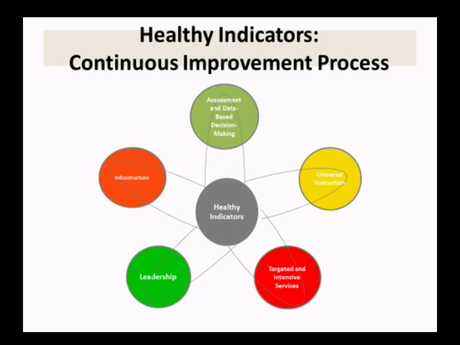The diagram on the screen is lovingly called the atomic flower. Its graphic displays what Iowa has defined as our healthy indicators. As you can see at the top at the 12 o'clock, it's assessment and database decision making. Next down is universal instruction. The red is targeted and intensive services. In the green is leadership, and in the orange is infrastructure. These are all pieces of the continuous improvement process that should be familiar to us. You can see that the multi-tiered system of support, or MTSS, is shown in the flower.